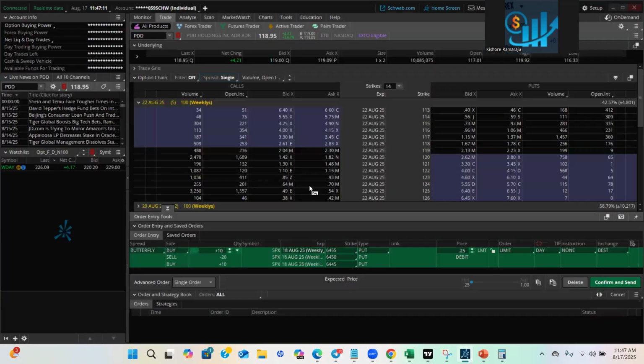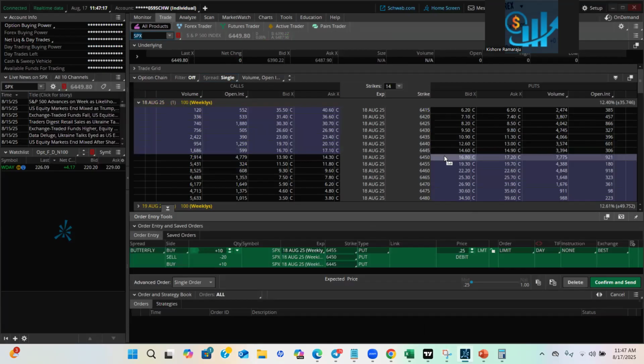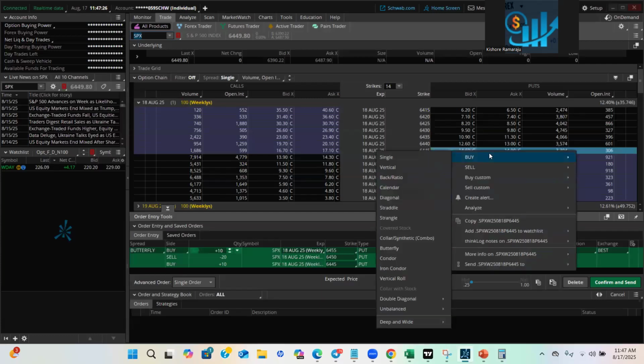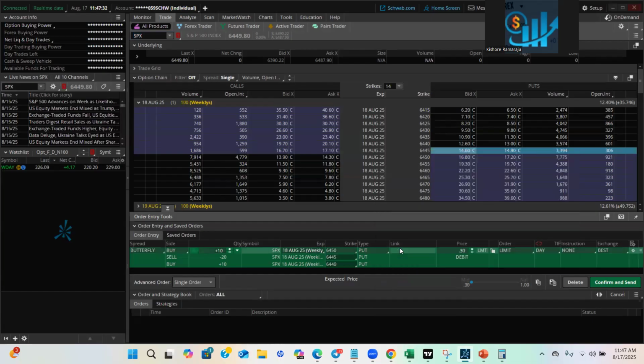So if you go here, right, for example, SPX, you can go here and you can just say, if you are bearish, you can go and you can say butterfly. That means you are selling 20 contracts of 64.45. You are buying one put at the bottom, you are buying one put at the top. Overall, your debit is only your risk is 30 cents or $30, but your reward will be much more higher.